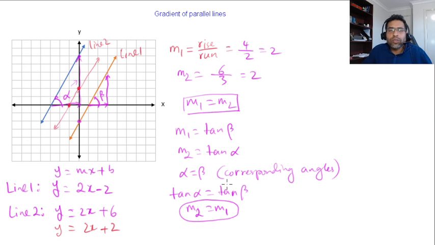That's all. What we learned here is that parallel lines share the same gradient. Any lines parallel to each other will have the same gradient.